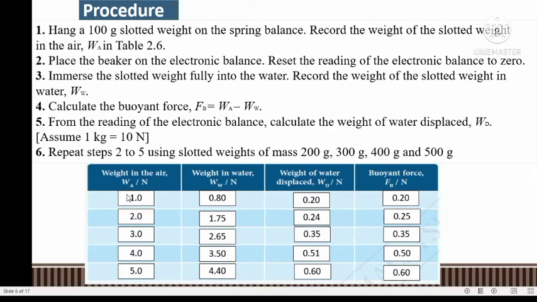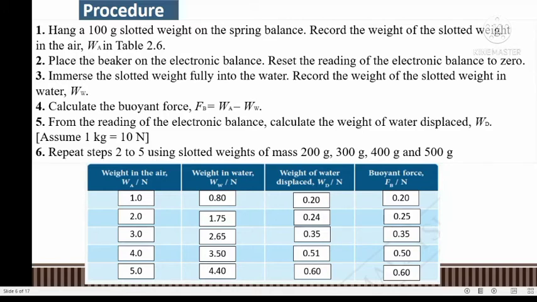First, you weigh in air the slotted weight of 100 grams. If changed to Newton, you will get 1 Newton. And then the weight when immersed in liquid or water is recorded as 0.8. From there, we can calculate the weight of water displaced. So we can record the weight of water displaced by weighing the amount of water that spurts out from the eureka can. So we get 0.20 Newton.